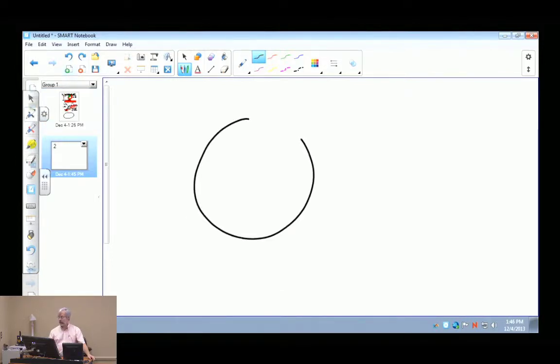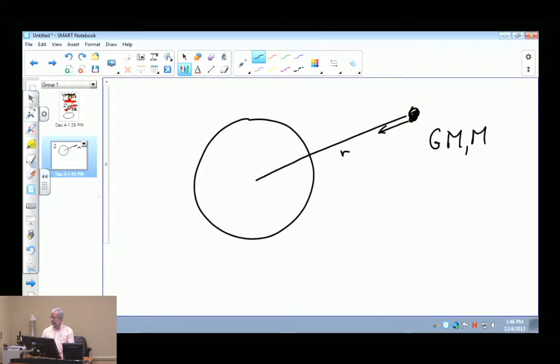Remember, I said that the Earth, if I have a little tiny test body out here, which has to be small, the force on it depends only on the distance to that body and nothing else, and the total mass of the Earth, as long as the Earth is spherically symmetric. Then the total force acting on this body is proportional to the product of the two masses and inversely proportional to the square of the distance between them.